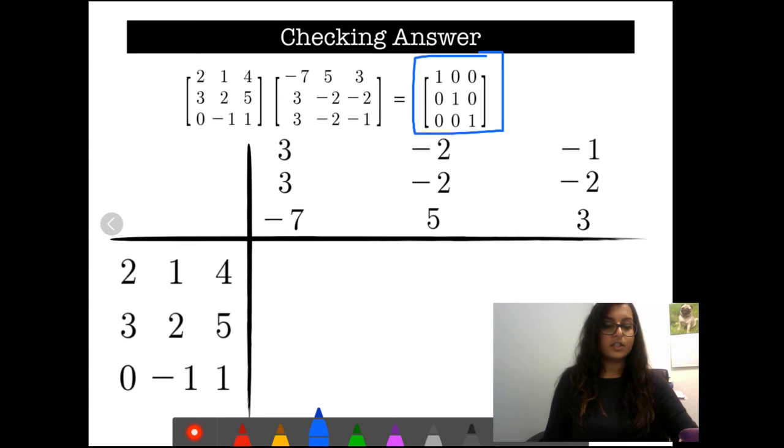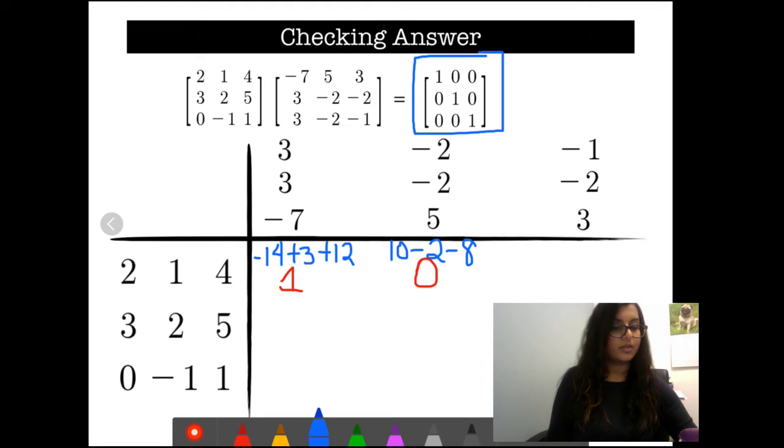So the way that you do this, you're going to do 2 times -7, which is -14, and then 1 times 3, which is +3, and 4 times 3, which is 12, plus 12. So all of this equals a 1. And then for the next number, we're going to have 2 times 5, which is 10, 1 times -2, which is -2, 4 times -2, which is -8, and this is going to be a 0. Then the next number, we're going to do 2 times 3, which is 6, 1 times -2, so -2, and 4 times -1, which is -4. And this does, in fact, give us the 0.